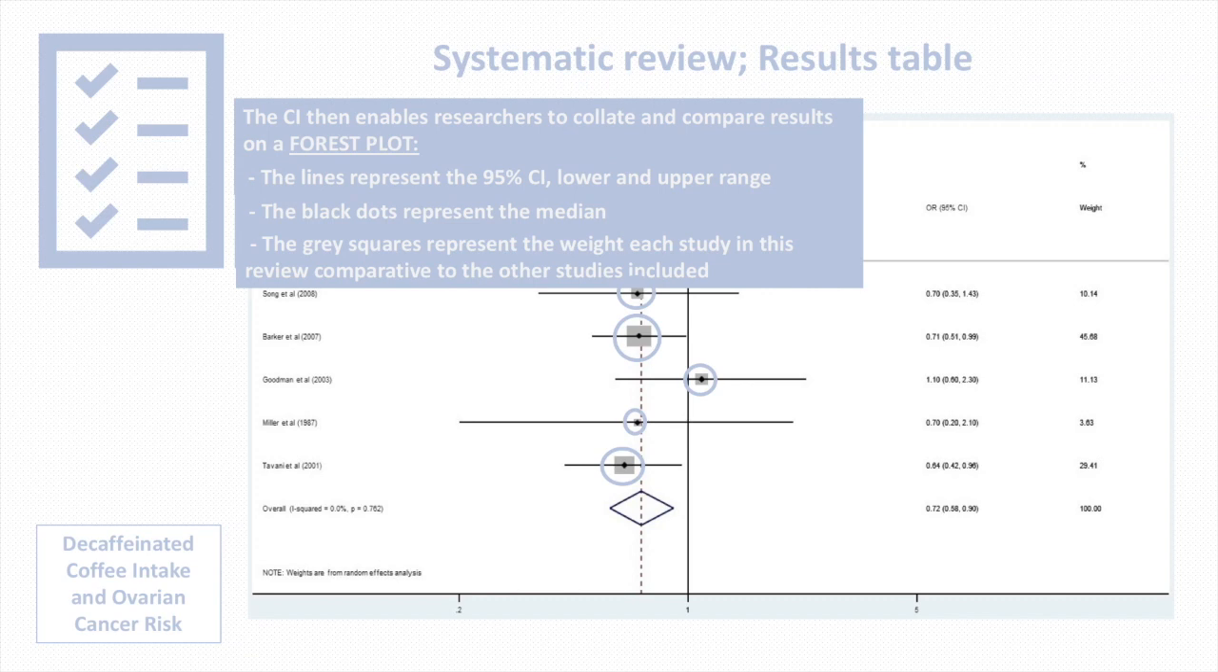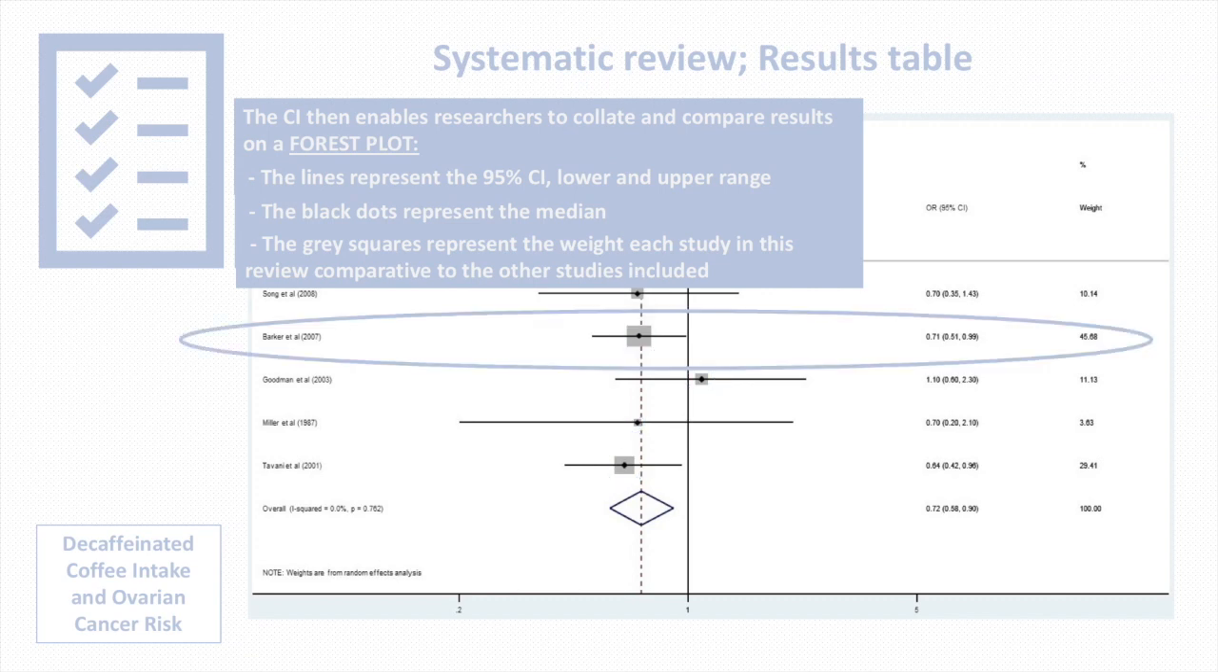For example, we can see in the second study that the odds ratio is 0.71, and there is a 95% chance that the results will fall between 0.51 and 0.99. We can also see that this study holds the largest weight within the review, as it has the largest square, which may be due to the sample size of this individual study.